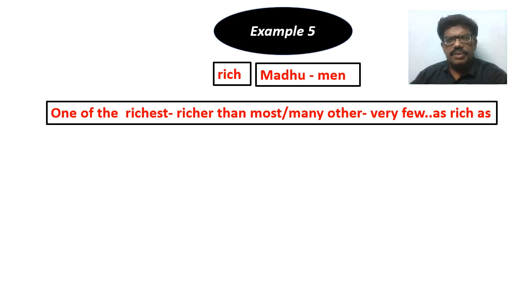Here is example number 5. Here we make use of the adjective rich to compare more than two units, Madhu and other men. The expressions we use here are one of the richest for superlative degree, richer than most or many other for comparative degree, very few as rich as for positive degree. Now look at the structures of type 2.